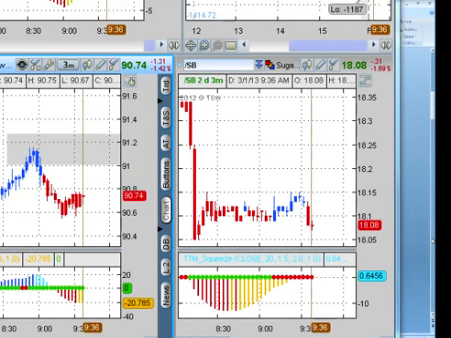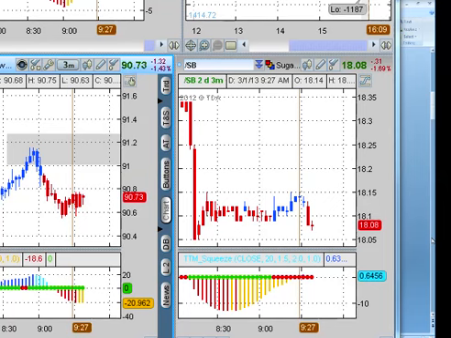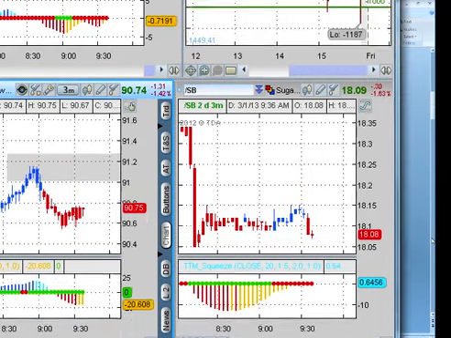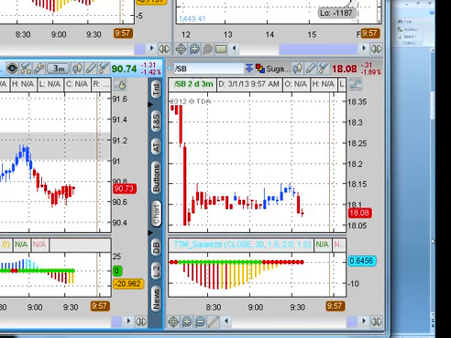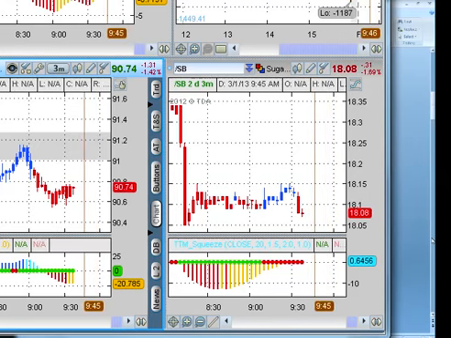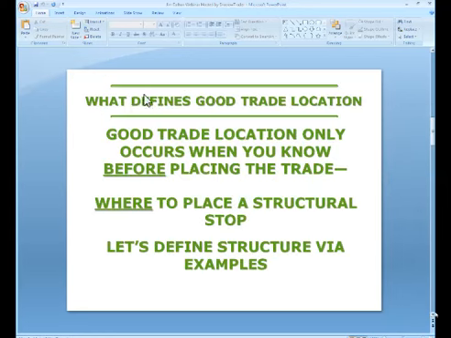But he said to me, "Jim, I think I figured out what you're saying. If I can only put a trade on if I have good trade location, that's going to keep me from overtrading." And I think that's exactly right. Let's see if we can give this a little more meaning, and let's go to the next slide. Okay, and the next slide says, what defines good trade location?